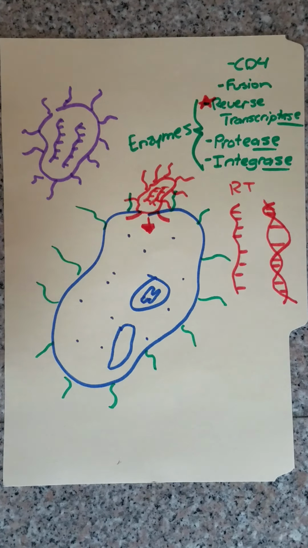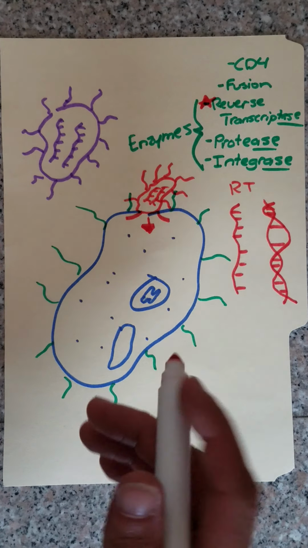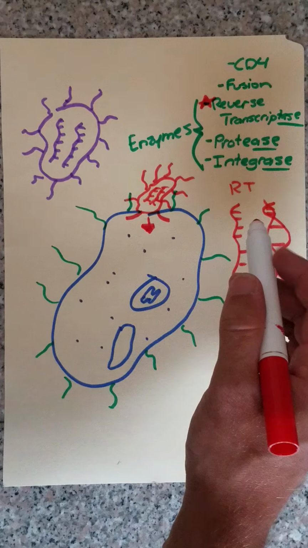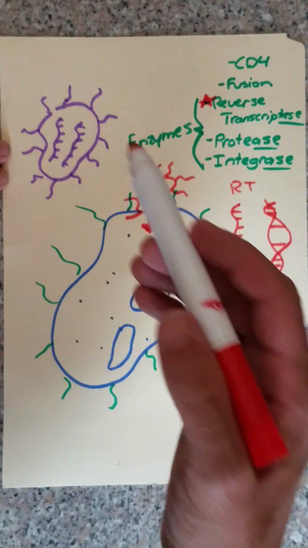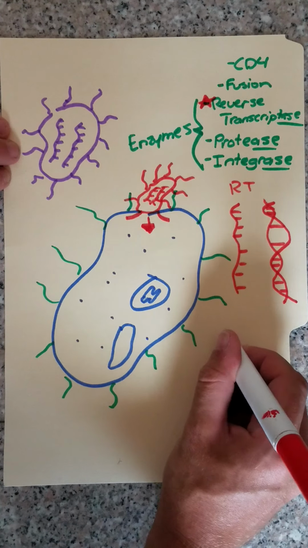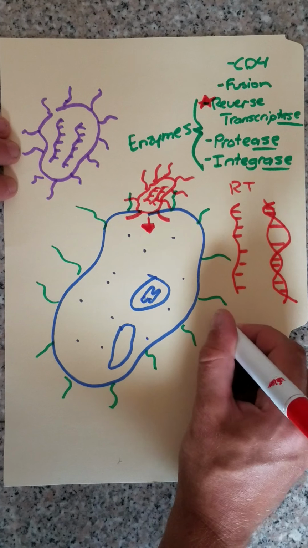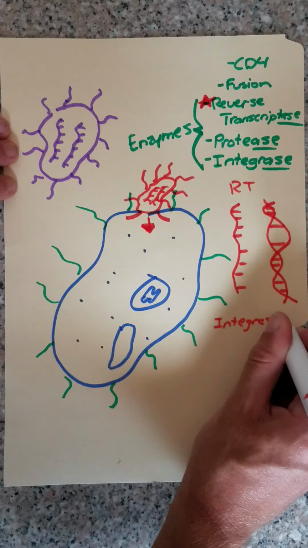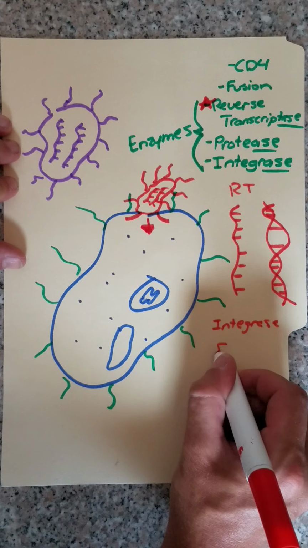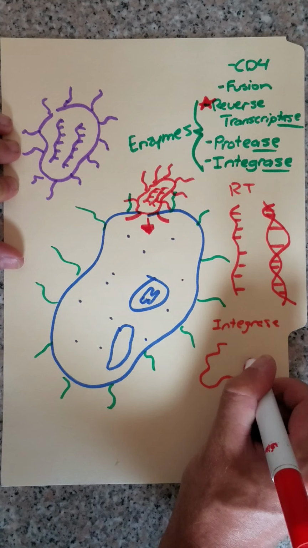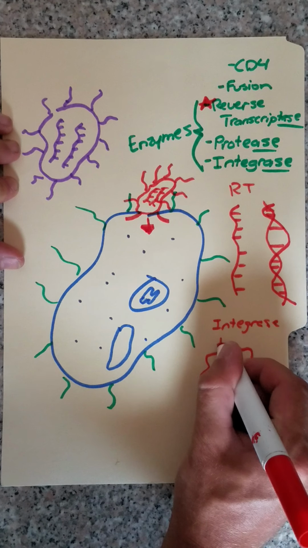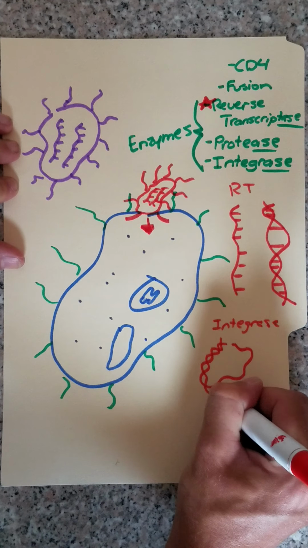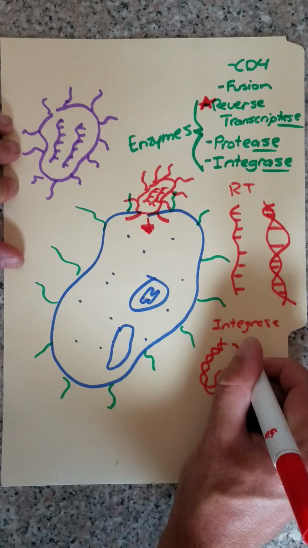Okay, so next step, the enzyme called integrase is going to take both of these strands of RNA that are now DNA, okay? Think about it like this. So this is integrase. This is still happening outside of the nucleus. It's going to take that DNA, okay? It's going to tie it in a little bow, okay?